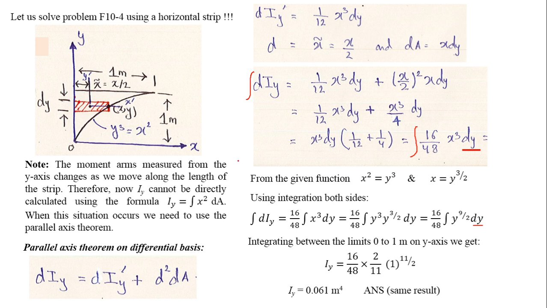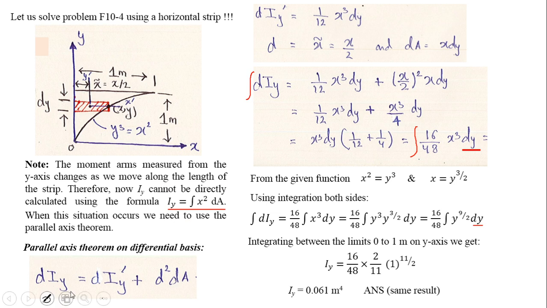So you realize the difference now. The work that we performed was rather simple when we considered the vertical strip, and this was because we can directly use the formula for Iy, which is the integral of x squared dA, because when we are using the vertical strip, the moment arms measured from the y-axis along the x-axis remain the same on the strip length, while if we consider the horizontal strip, the condition for equal moment arms is not satisfied, and therefore we cannot directly use this formula.